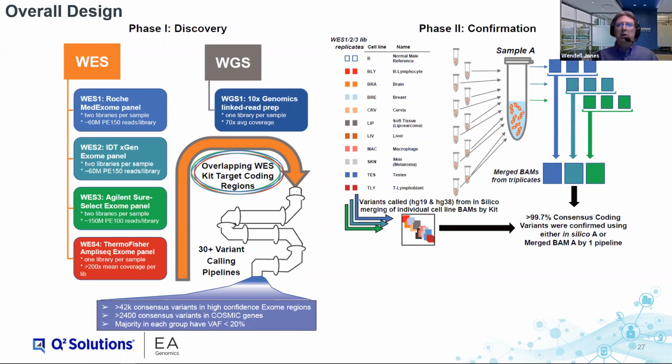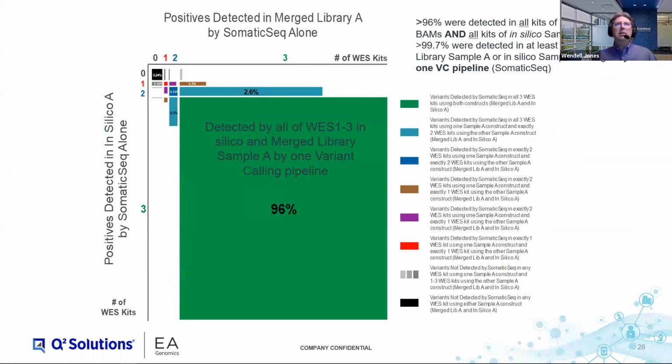And then we're going to call variants from that in silico merging as well, with certain select pipelines. And when we do that, we find that, in fact, 99.7% of all those 42,000 variants that we detected with the individual cell lines were detected in at least one kit of either the merged library BAM sample A or the in silico sample A, using only one variant calling pipeline. In this case, we use SomaticSeq because it's an open source, readily available pipeline that anyone can find.